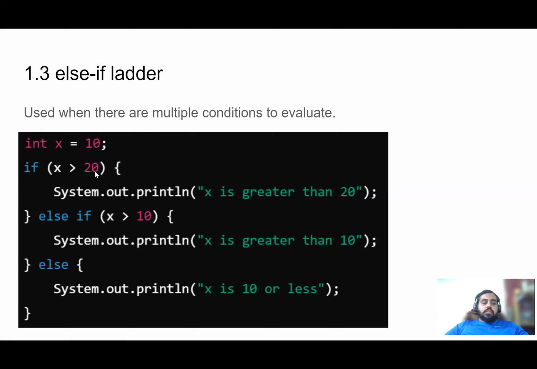10 is greater than 20? That's false, so the if condition will return false here. It will check the else if: x is 10, is 10 greater than 10? No, 10 is equal to 10, not greater than 10. This block will also not get executed. So it will come to the else block, and the else block gets executed. So this is the nested if, the else if ladder.